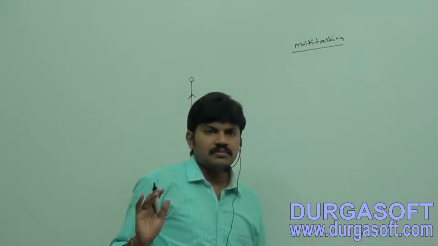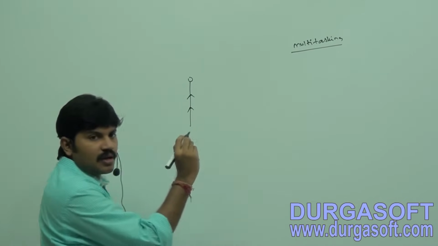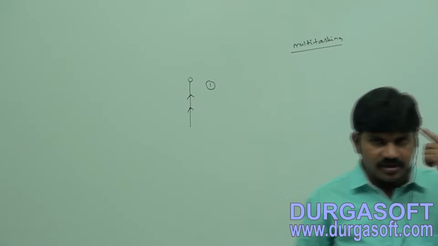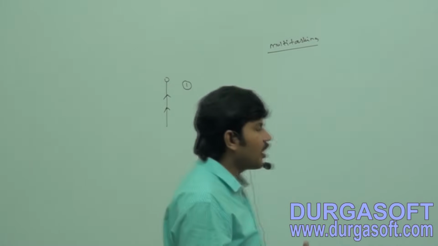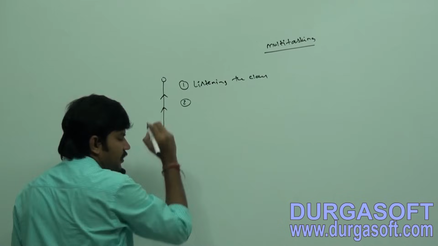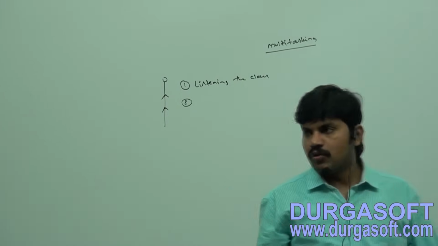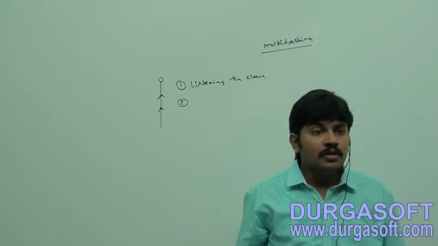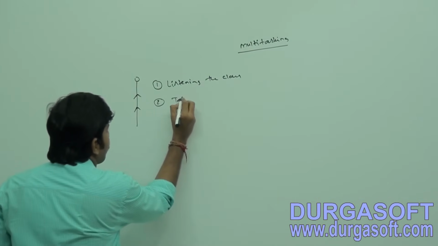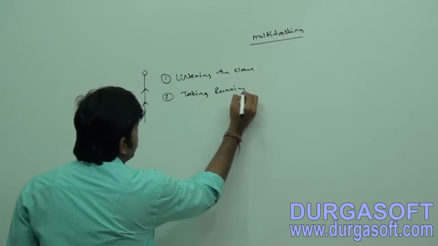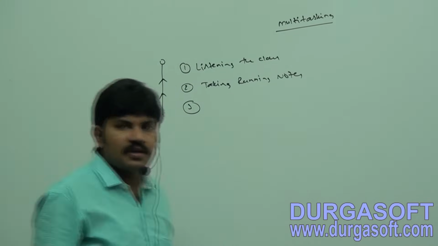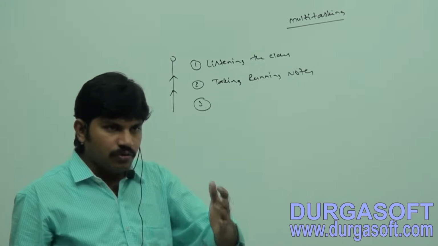Just observe what a classroom student is going to do here. The first activity is always listening to the class. Suppose the faculty won't give the notes, then you are required to take running notes of important points. Taking running notes of important points is the second activity. These two things you are usually doing.